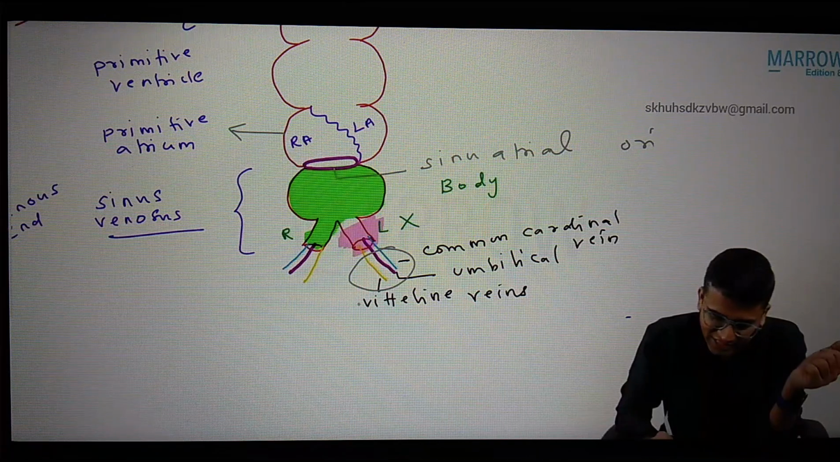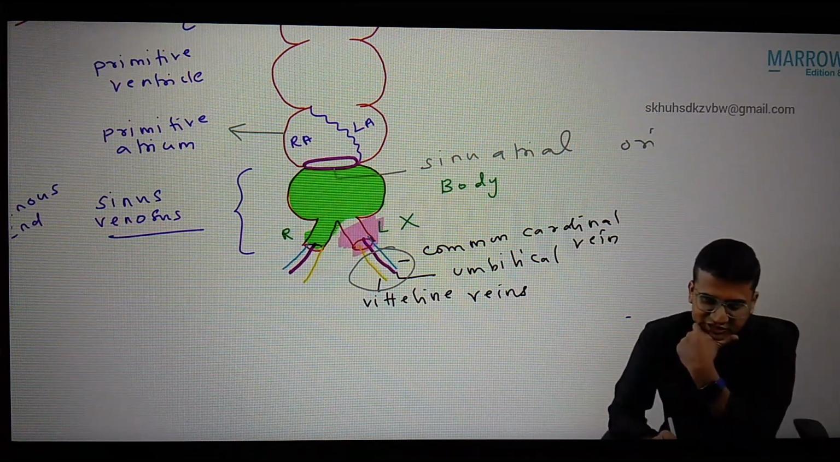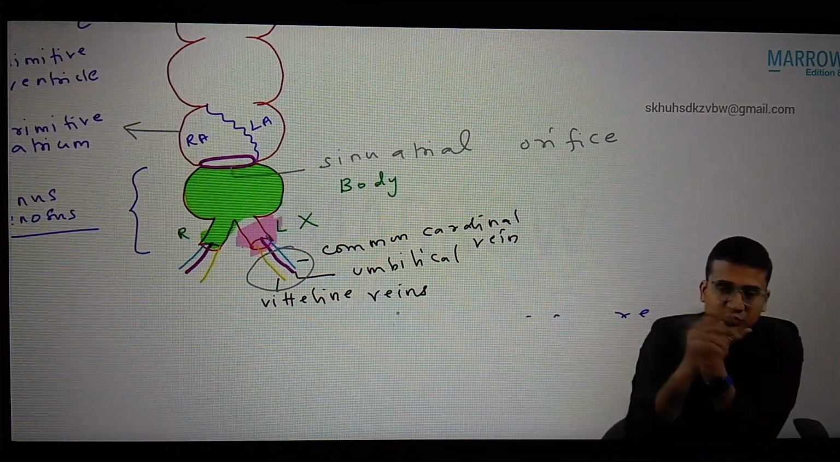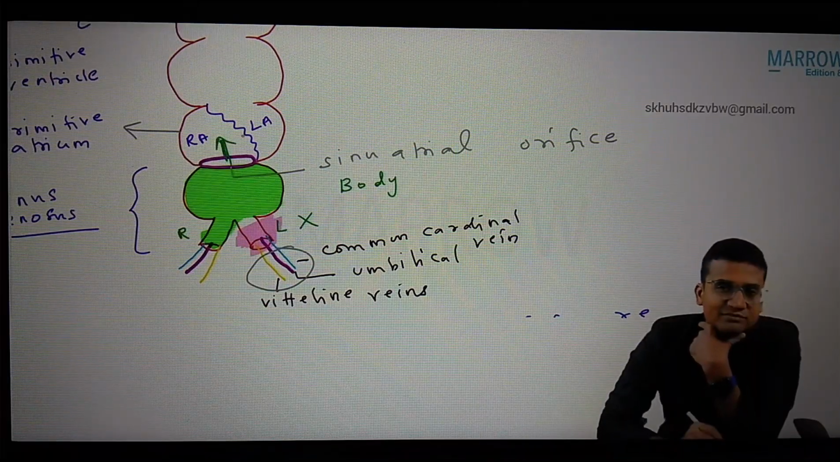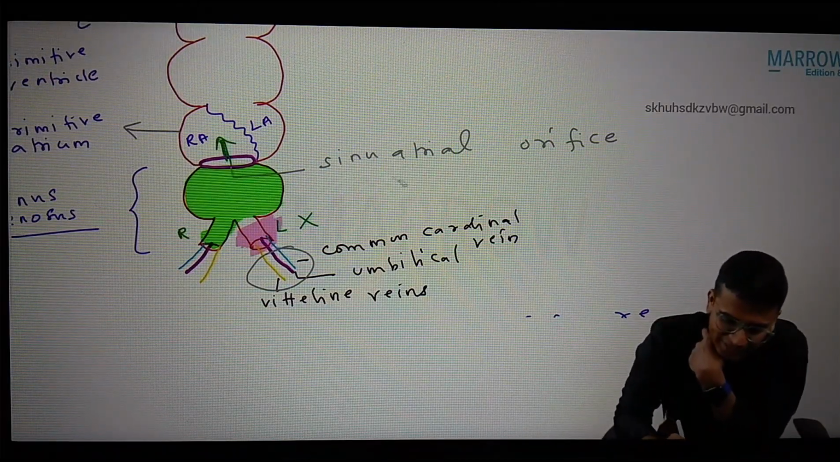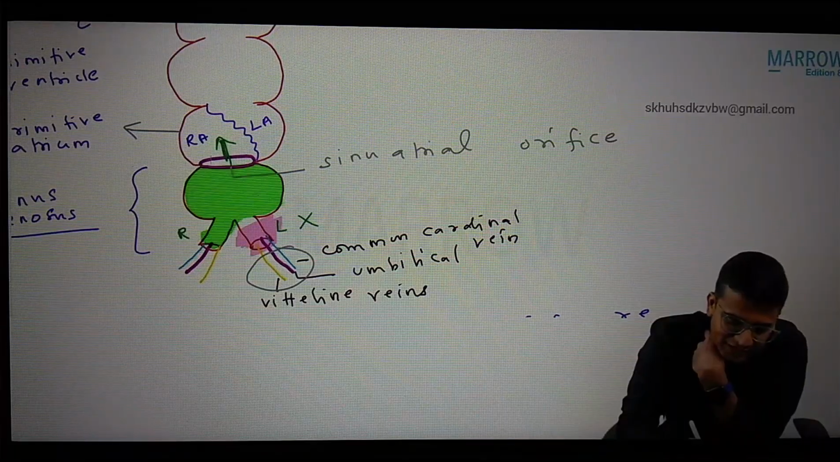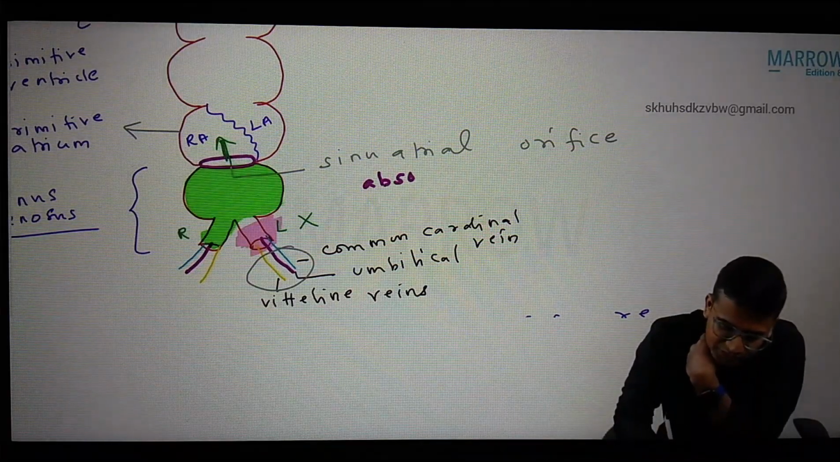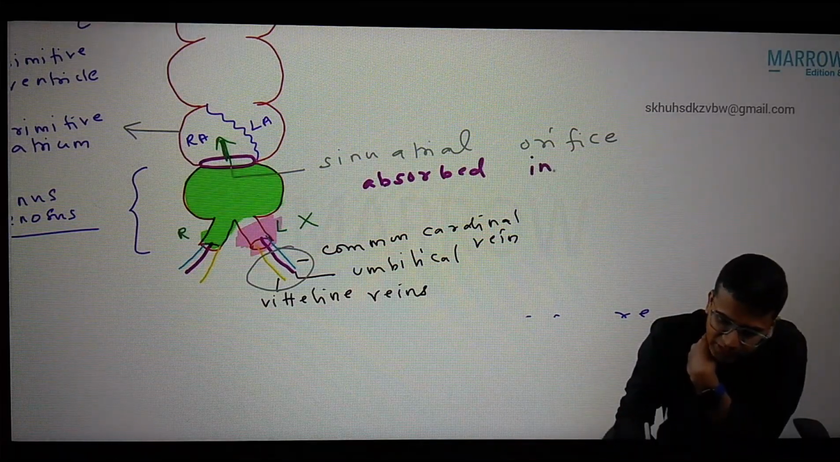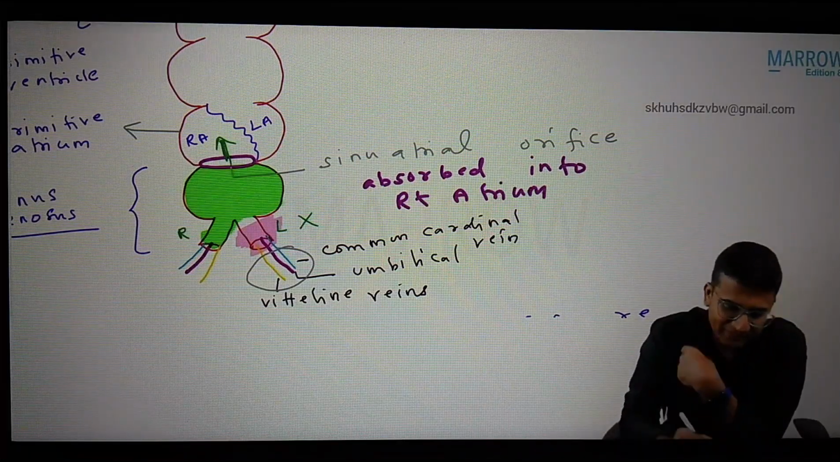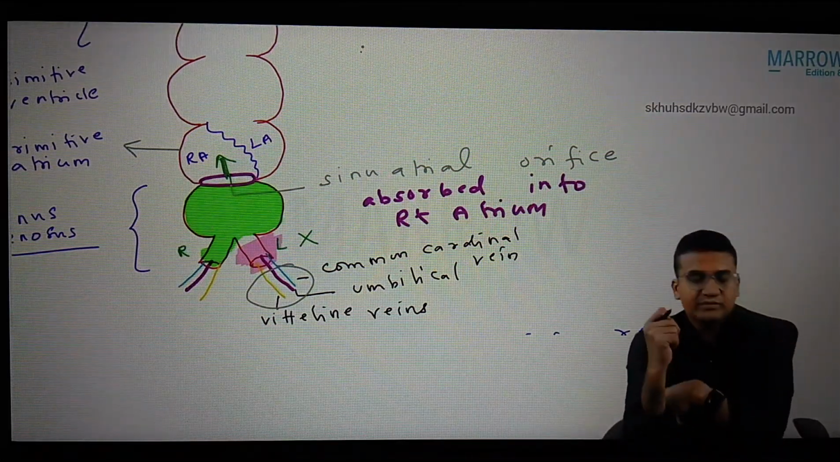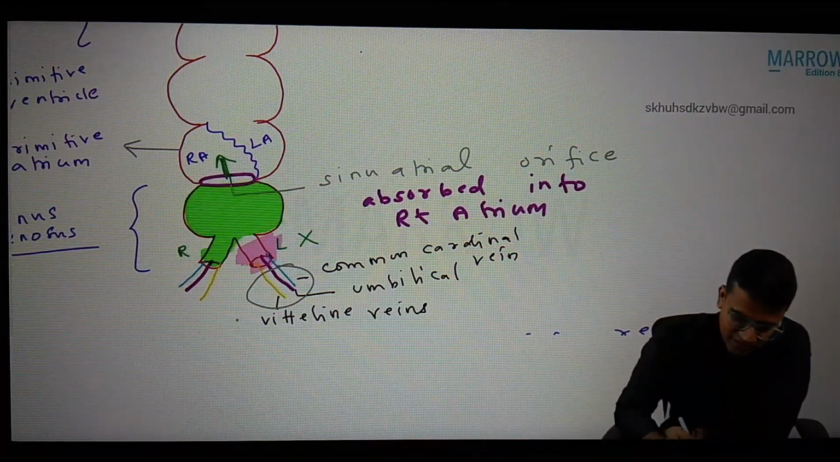Now see the diagram. In the diagram, we are seeing the sinoatrial orifice. Now the sinoatrial orifice is absorbed into which atrium? Right atrium. So please write that the sinoatrial orifice is absorbed into the right atrium. Please don't forget this. Okay? Right.